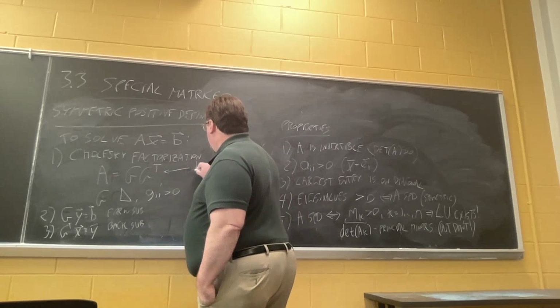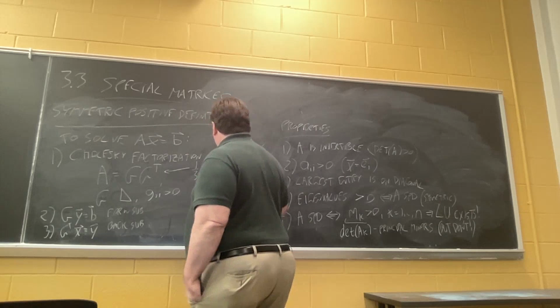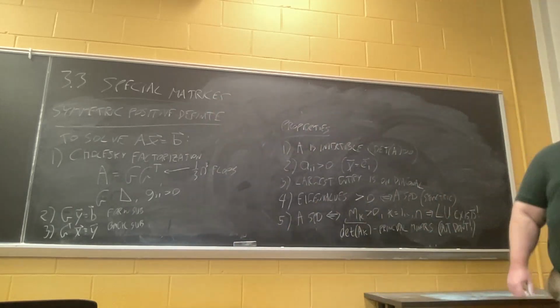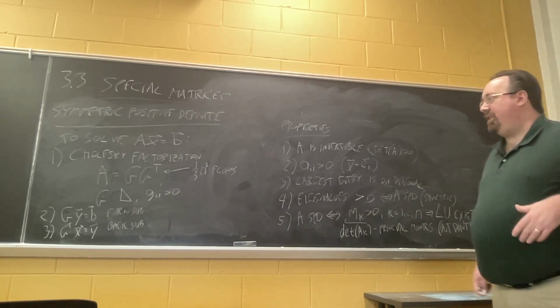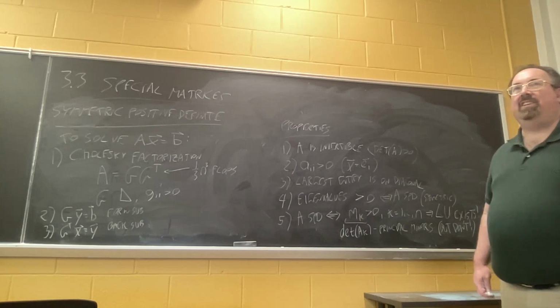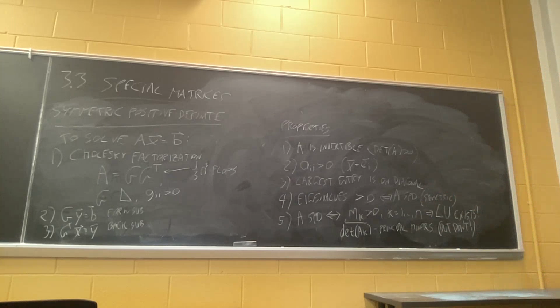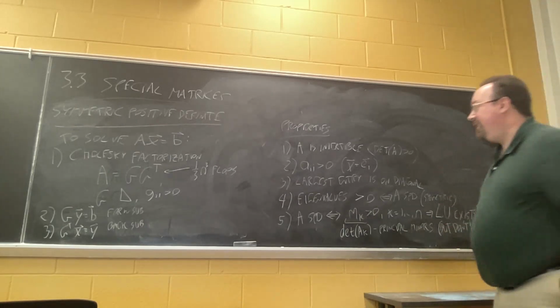This process requires 1/3 n cubed floating point operations. That's why we use Cholesky instead of Gauss elimination. Even though Gauss elimination would work well, it's going to be twice as costly. But Cholesky factorization exploits the symmetry of A to get the job done in half the time.